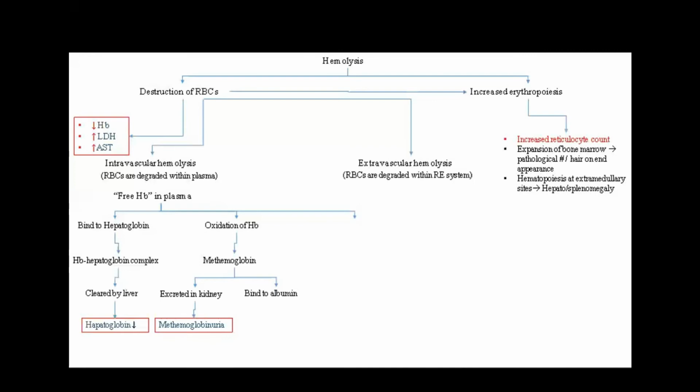Methemoglobinuria. Okay, got it? Second, this methemoglobin can bind to the albumin. So methalbumin is nothing but methemoglobin plus albumin. Methemoglobin is free in the plasma, it binds to the albumin, and it is known as methalbumin. So methalbumin will increase or decrease? Increase, it will be present. Got it?